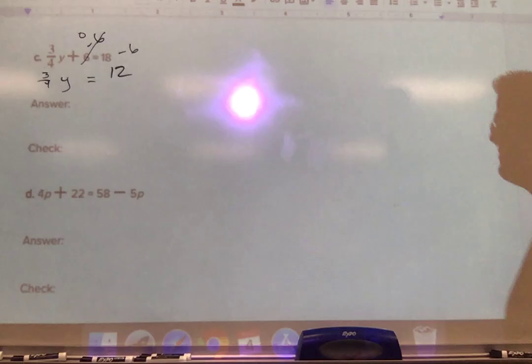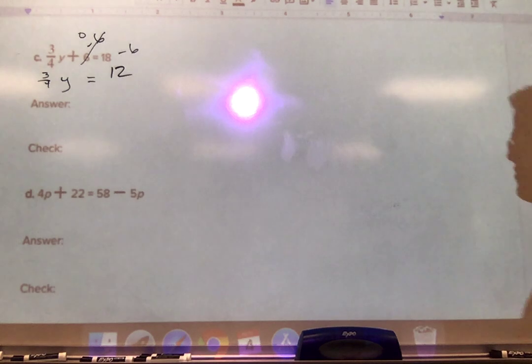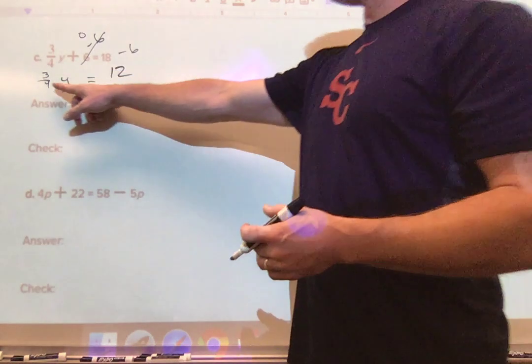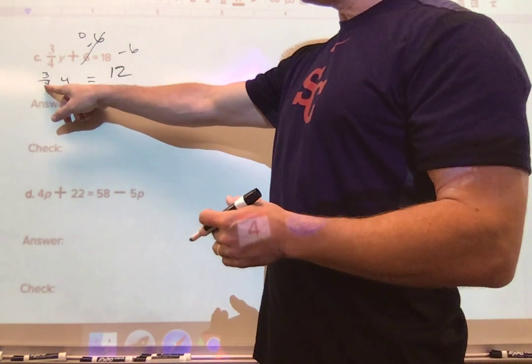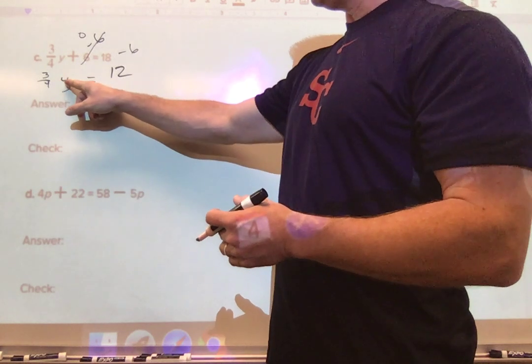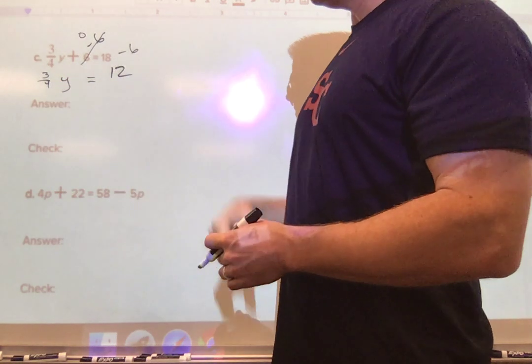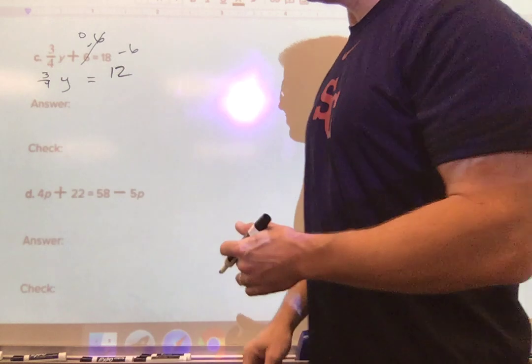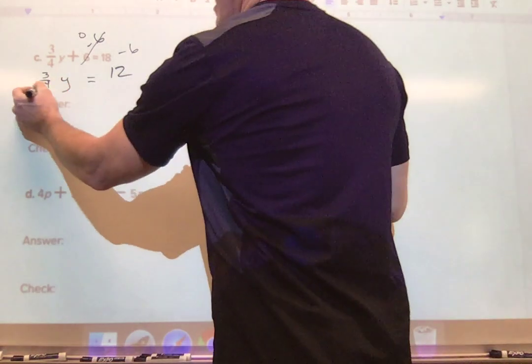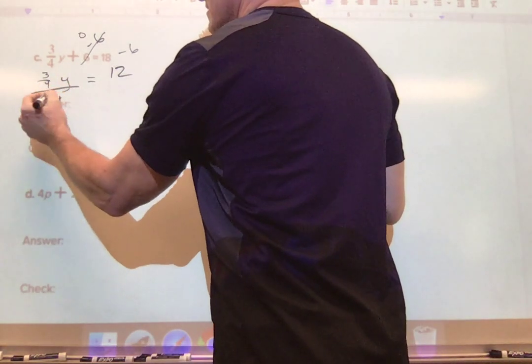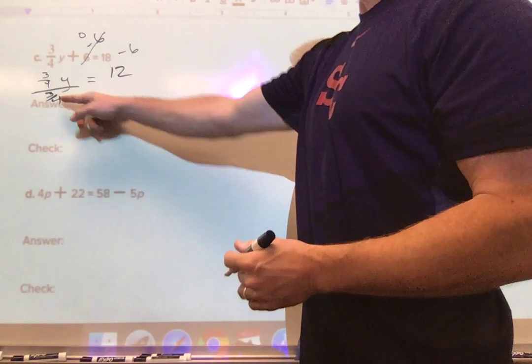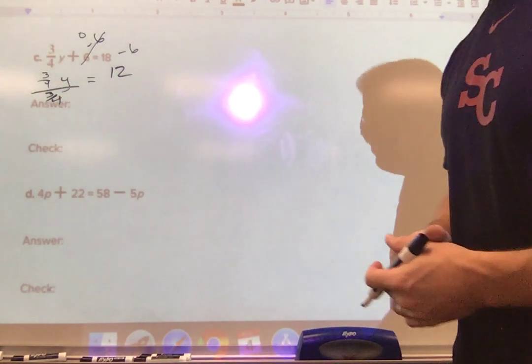All right, so some kids get confused with this as well on how this works now. Just because it's a fraction, don't let that fool you. This is 3/4 times y, or y times 3/4. If I multiply y times 3/4, how do I undo that? I divide by 3/4. If I take 3/4 divided by 3/4, that's 1. And 1 times y is just y.